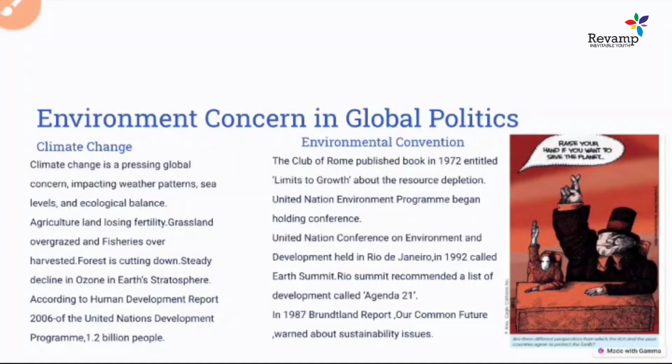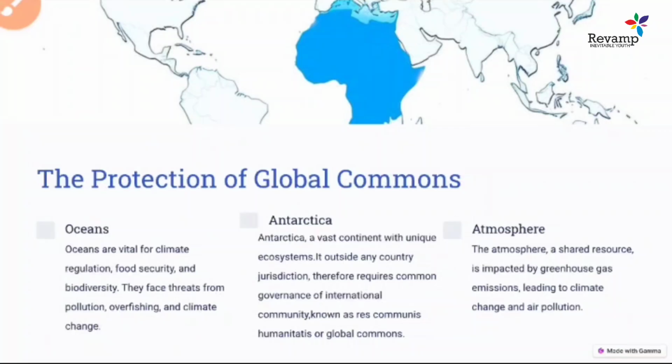Now let's come to the next slide. The protection of global commons. So what does it mean? It means that some of the things are common for the whole world. They are not controlled by one country or one regional territory. It's common for all, like the ocean. There is no control beyond the EEZ, the exclusive economic zone.